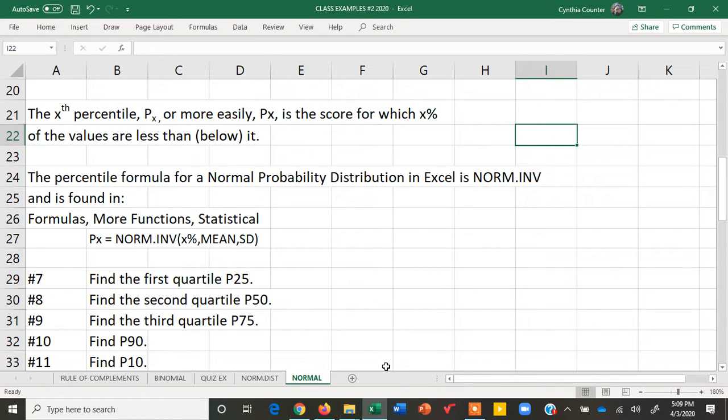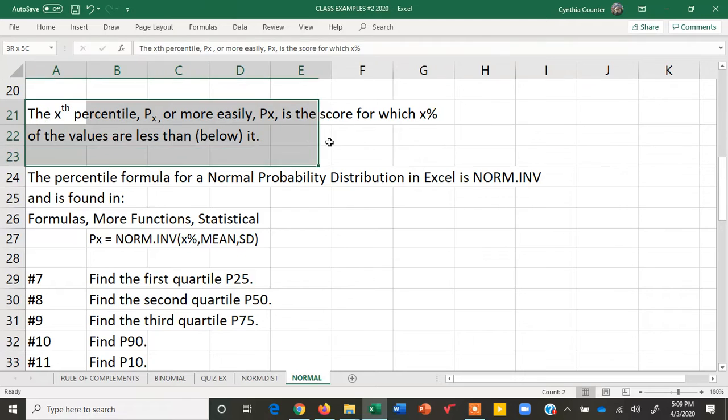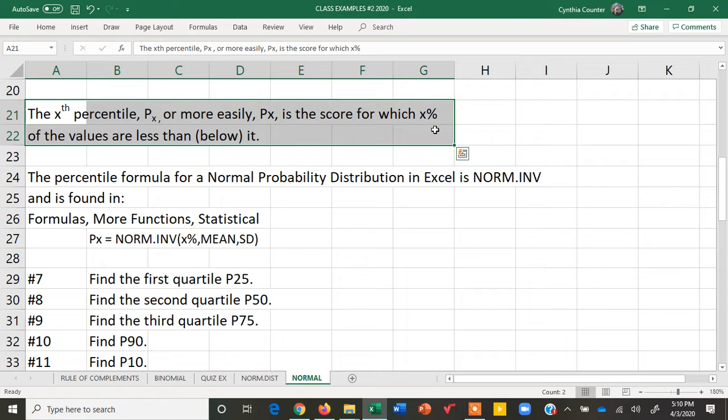Okay, in this video, we are going to learn how to use Excel to find percentiles. A percentile is a score for which a given percentage of the data is less than or below it. So we say that the xth percentile, p sub x, or in Excel, if I don't want a subscript, I'll just write it Px, is the score for which x% of the values are less than or below it.